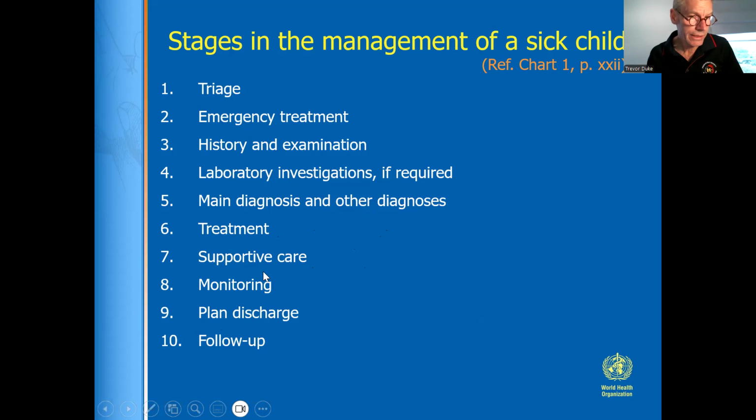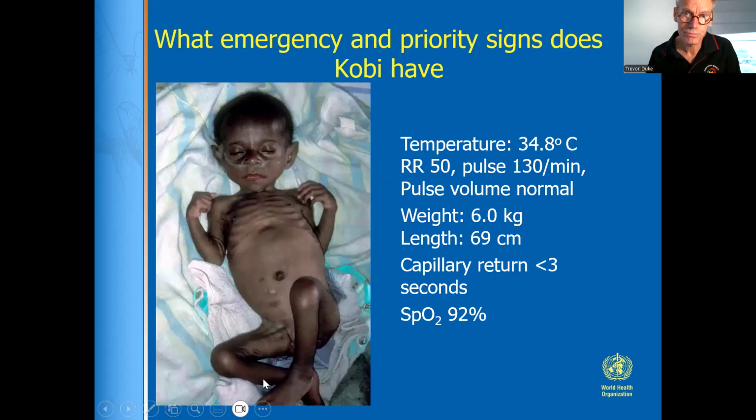And then there are four other stages of management that when we looked at hospitals throughout the world, we realized that while making a diagnosis and giving treatment are usually done fairly well, these stages, supportive care, monitoring, discharge planning, and follow-up, were done very poorly. And that really impacts upon quality of care. So this is triage, and we need to decide whether Kobe has emergency signs or priority signs.